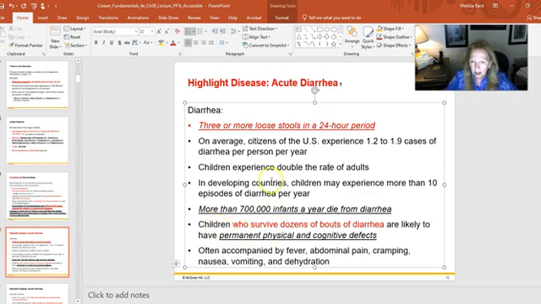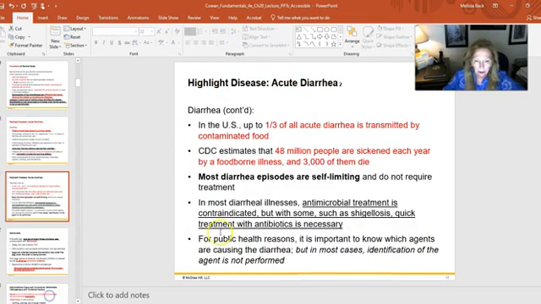So children often have diarrhea for many different reasons, sometimes viral reasons, and then that has to be addressed. Those symptoms need to be addressed. Sometimes you can't cure the etiology of it but you can definitely help with the symptoms by replacing the fluids. Sometimes it's accompanied by fever, abdominal pain, not always, but children who survive dozens of bouts of diarrhea, and pay attention to this because of that chronic situation, can lead to permanent physical and cognitive defects. So catching these symptoms early is important. Replacing those fluids, those electrolytes early is very important because it can lead to permanent damage.